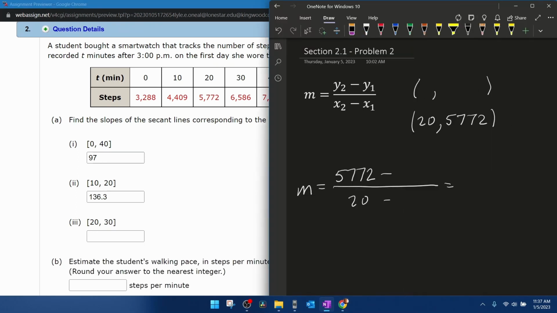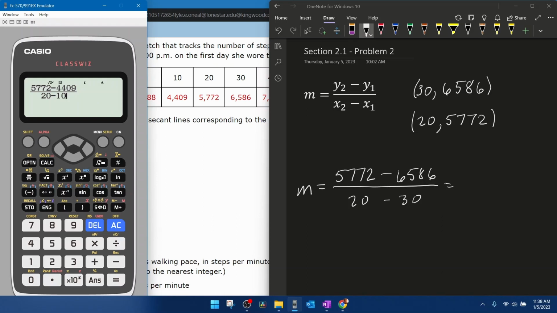And one more time. Now this next interval is from 20 to 30. I've already written down the ordered pair for 20, so I'm just going to write down the ordered pair for when time is 30. And that is (30, 6,586). And again, remember I said it doesn't matter which one is X1, Y1. So I'm going to leave the first ordered pair the way I have it, and then this is going to be minus 6,586, over 20 minus 30. Editing what you input on the Casio is super easy. You can just delete your values and insert your new ones. And as a decimal, 81.4.